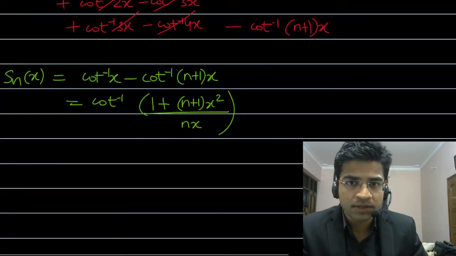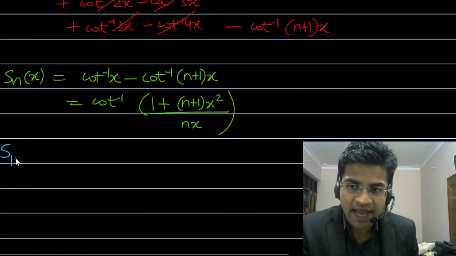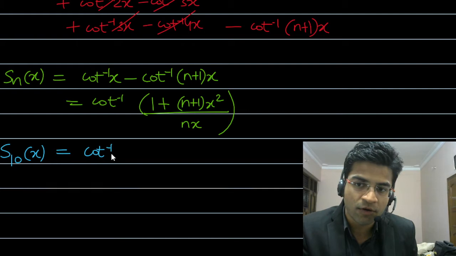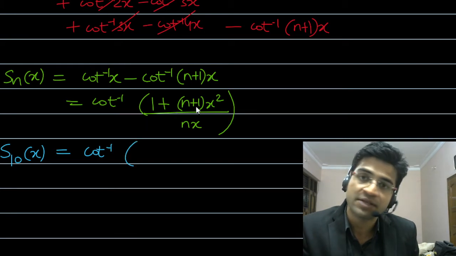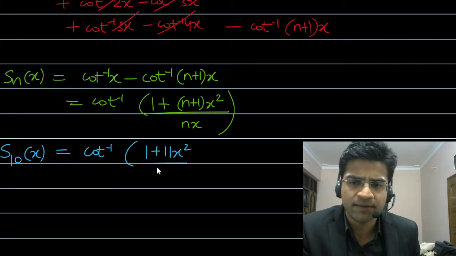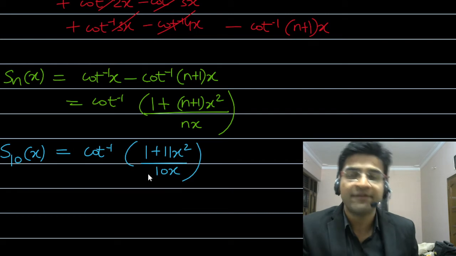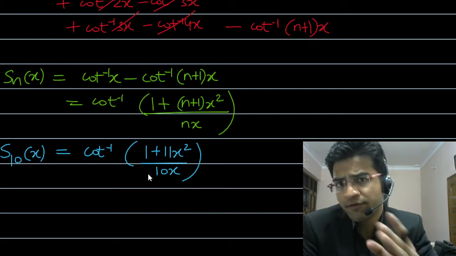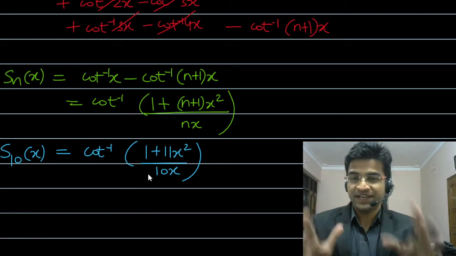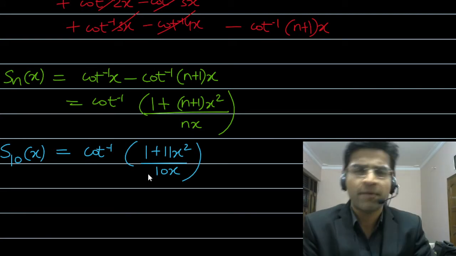So we can say S10(x) is equal to cot inverse of (1 + 11x²) upon 10x, since n + 1 will be 11 and n is 10, so it will be 10x in the denominator. And you know the cot inverse property, but it is true only for positive values. Input should be positive. But what is the property?